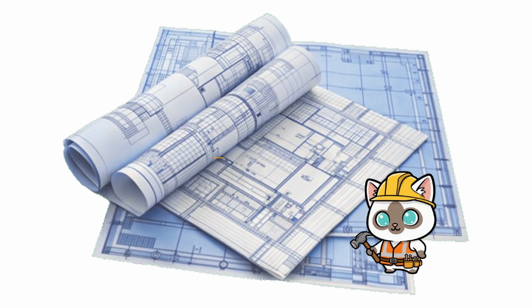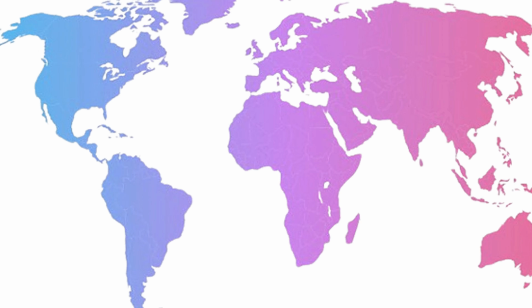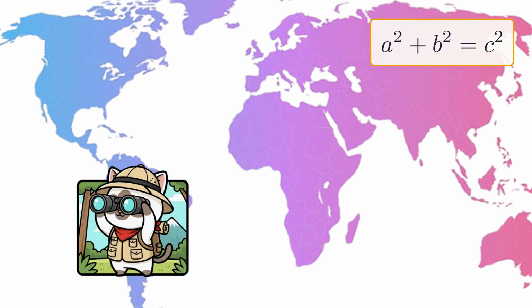But where do we use this in real life? The answer is everywhere. First, in construction. From skyscrapers to your own house, builders use the theorem to ensure every corner is a perfect 90-degree right angle. Second, in your phone's GPS, the system measures the distance to multiple satellites. By knowing those distances, it calculates your exact position on the map. It's triangulation in space, and its foundation is Pythagoras.